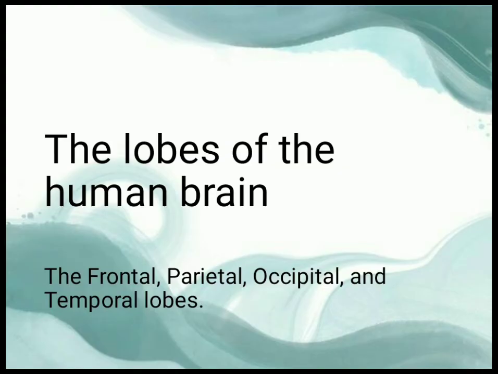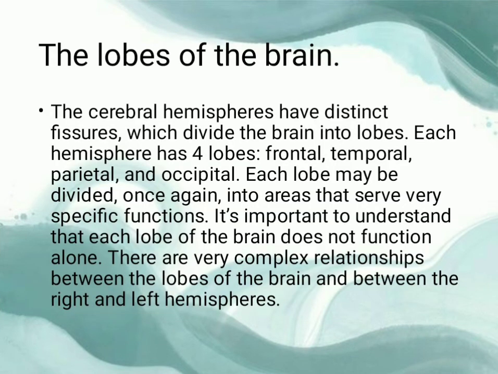Next are the lobes of the human brain: the frontal, parietal, occipital, and temporal lobes. The lobes of the human brain. The cerebral hemispheres have distinct fissures which divide the brain into lobes. Each hemisphere has 4 lobes, which are the frontal, temporal, parietal, and occipital.